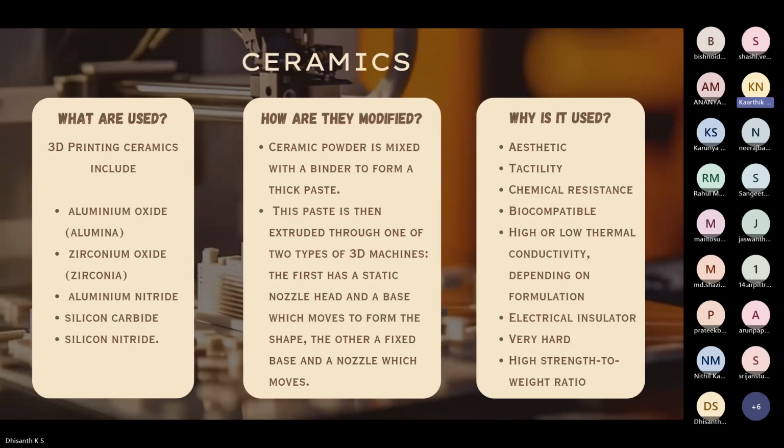Okay, next, why is it used? It is aesthetic. Tactility is a property making it a favorite for items meant to be held or touched, like ornaments or something which are not used in any industries, but for touching purposes, for its shiny purpose. Okay. Chemical resistance and biocompatibility, high or low thermal conductivity depending on formulation. Electrical insulator, very hard, high strength to weight ratio.